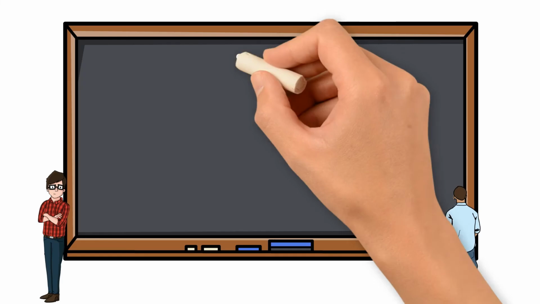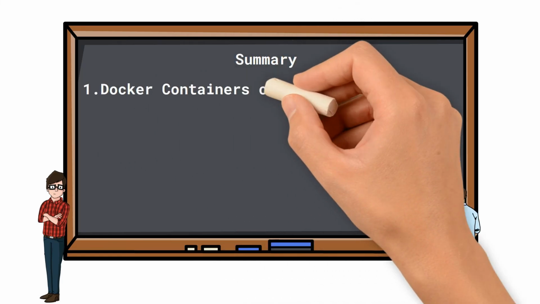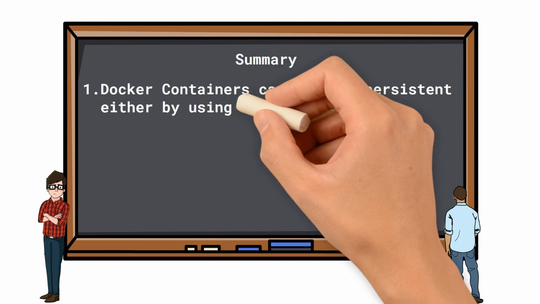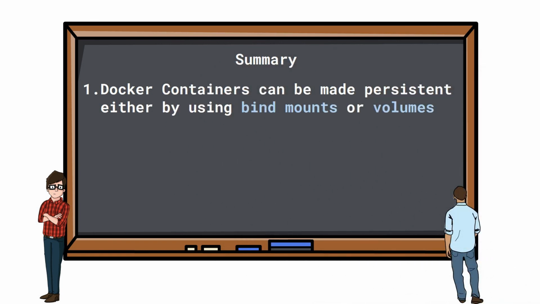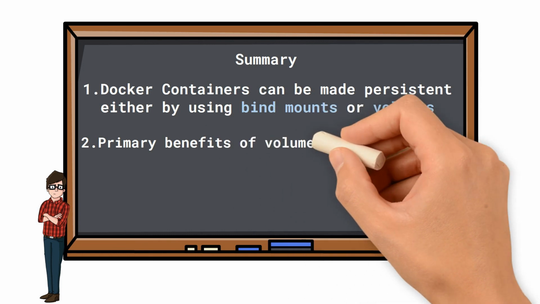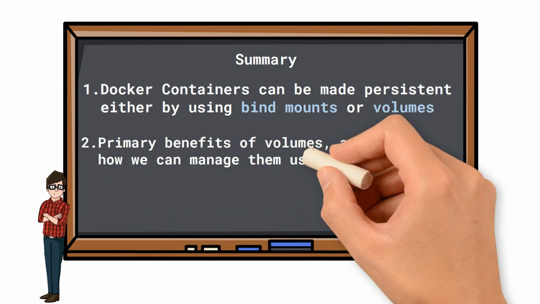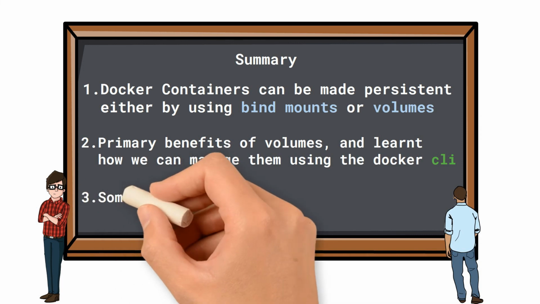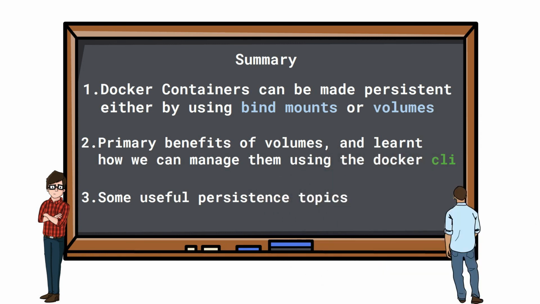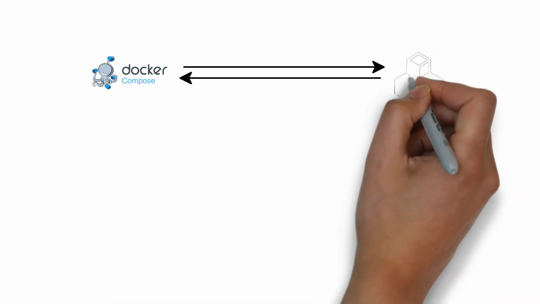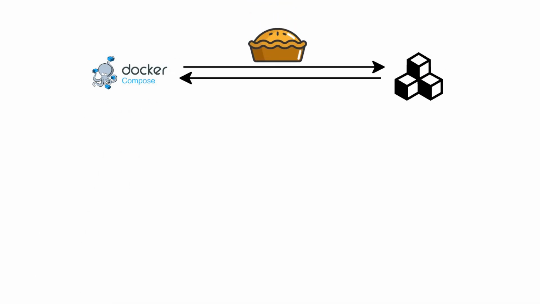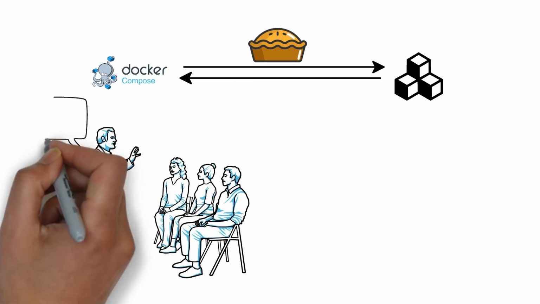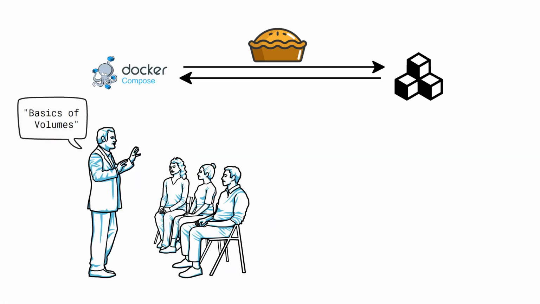Today, we learned how Docker containers can be made persistent, either by using bind mounts or volumes. We discussed the primary benefits of volumes and learned how we can manage them using the Docker CLI. We also briefly looked at some other useful persistence topics. Docker Compose makes working with volumes easy as a pie. But it's very important to understand the basics of volumes first, which was the goal of this video.